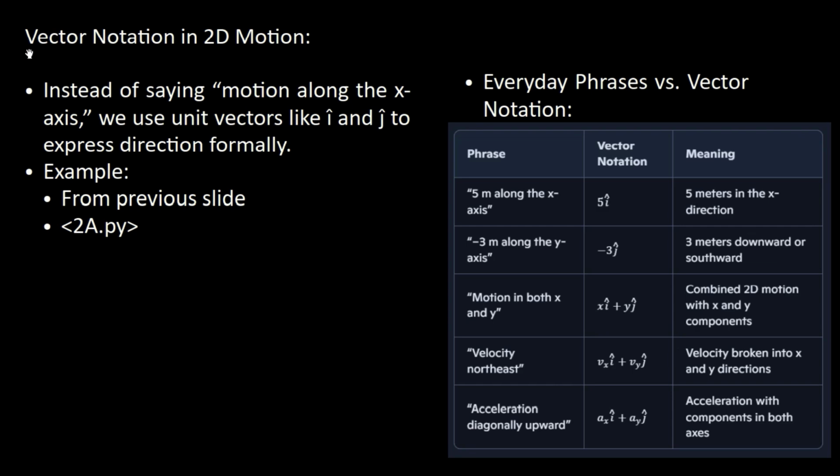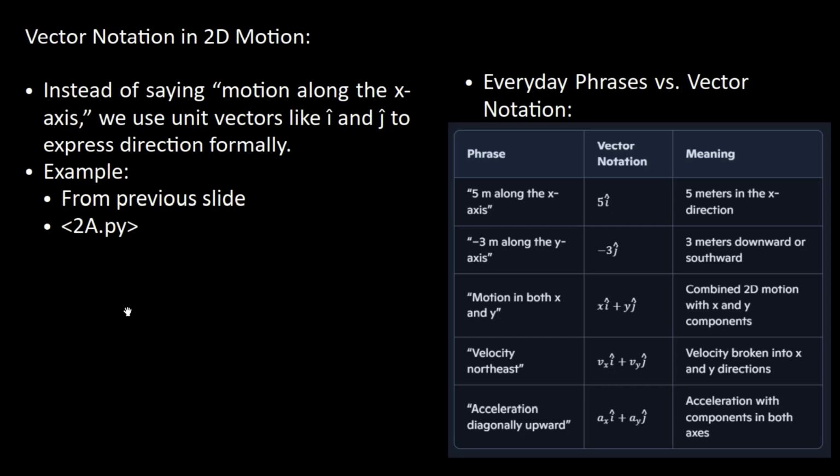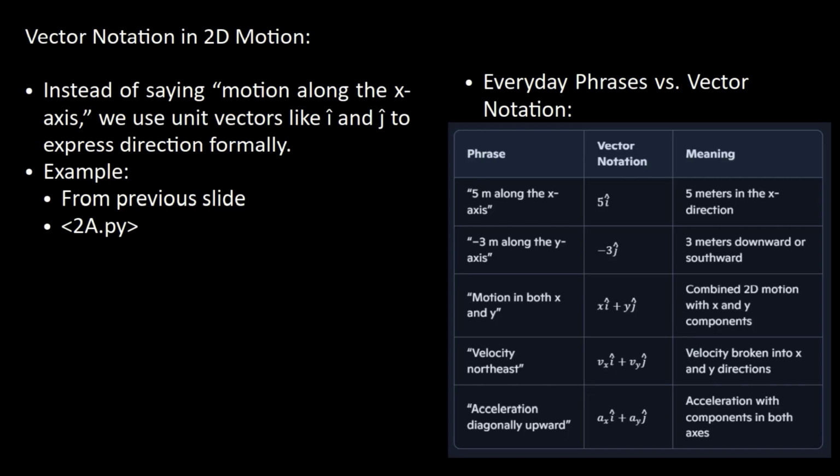Now, velocity notation in 2 dimensions. How do you actually communicate? I can't keep writing this way, whatever I wrote over here. That's pretty complex. Just 3 comma 2 is a good representation, but we have another easier representation. That is your vector notation. So instead of saying motion along the x-axis, where here I spoke of 3 units along the x-axis, we can use unit vectors like i cap and j cap to express direction formally.